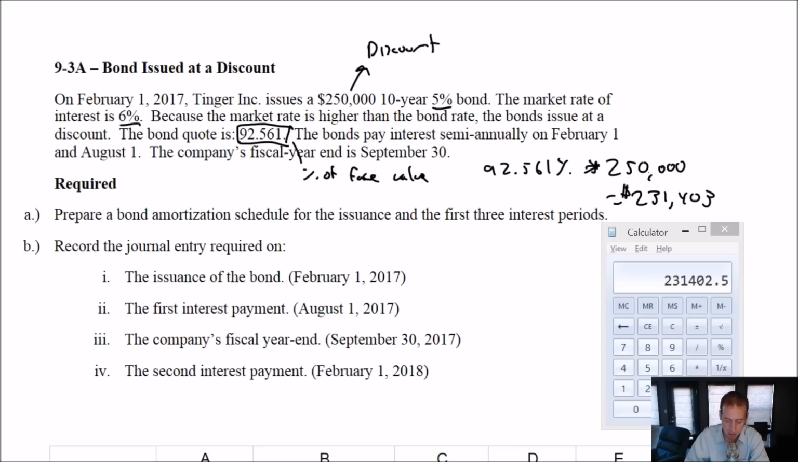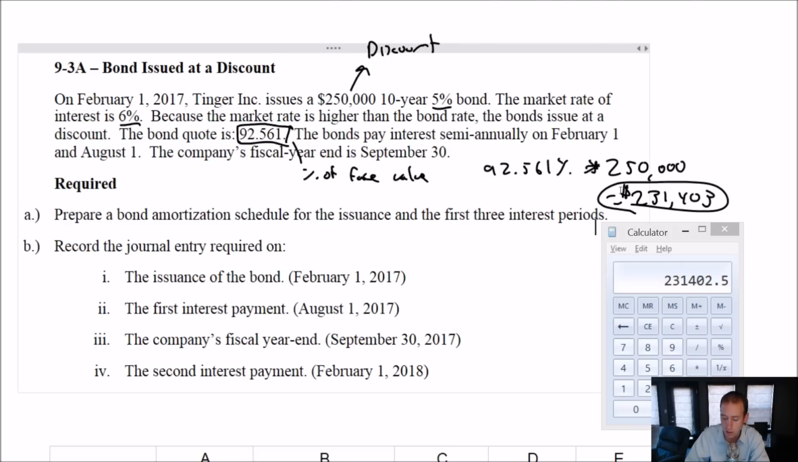The bonds pay interest semi-annually on February 1st and August 1st, pardon me. The company's fiscal year end is September 30th. We're going to have to do an amortization schedule, but before I do that, I actually want to do the journal entry for the issuance of the bond. I know when I issued the bond, I got paid $231,403. So let's do that quickly.